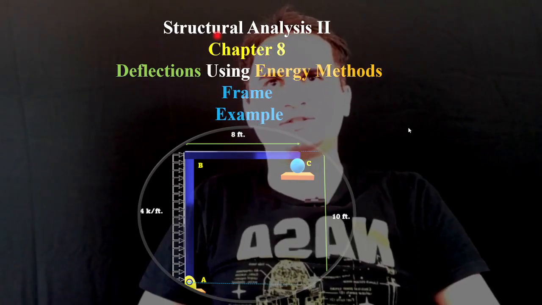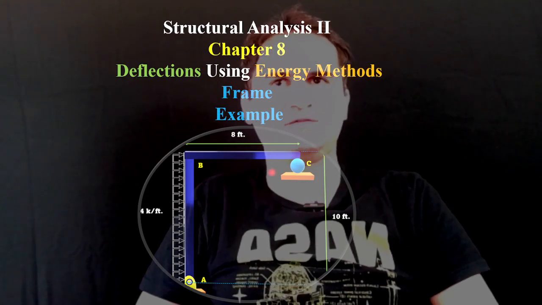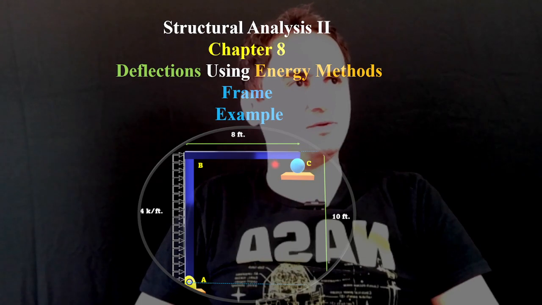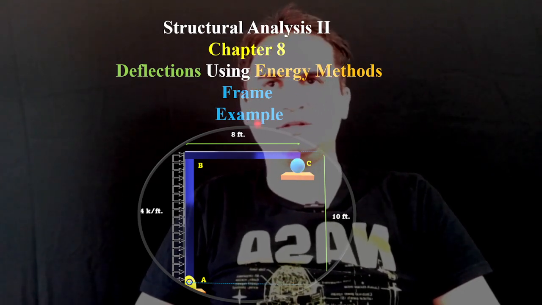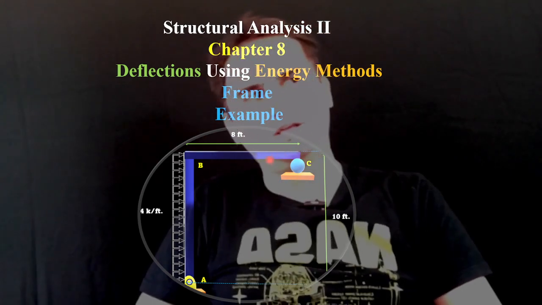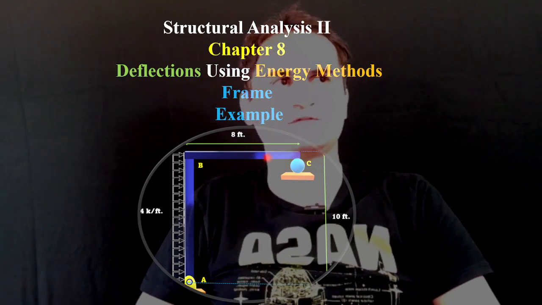Structural Analysis 2, Chapter 8: deflections using the energy method. Last time we solved this frame with the virtual work method in terms of integration. Today we want to solve this problem again with the virtual work method, but avoiding integration and using just the graphical method, which is far simpler.